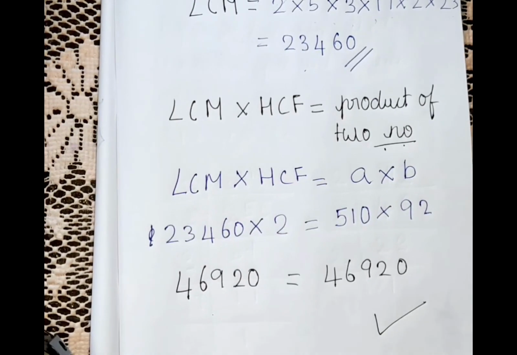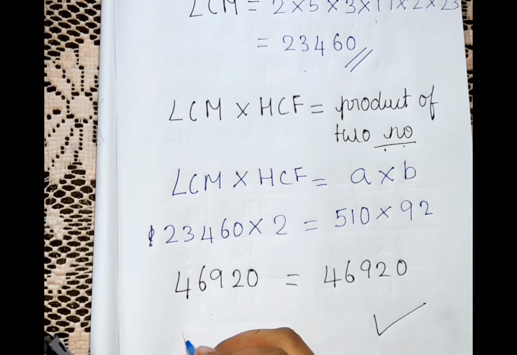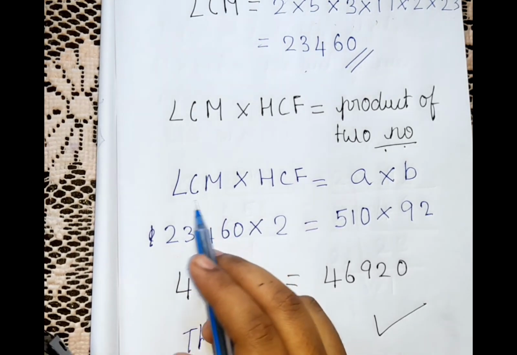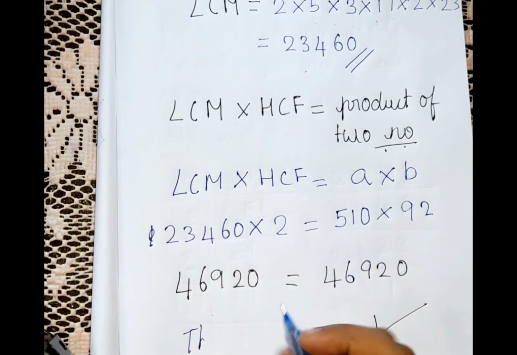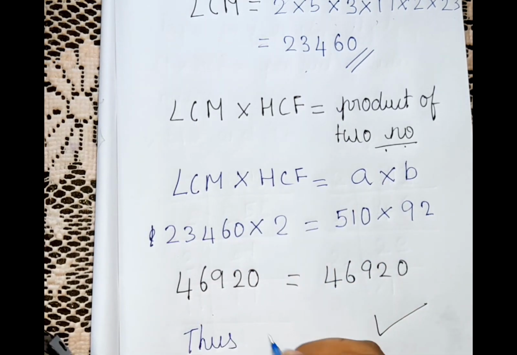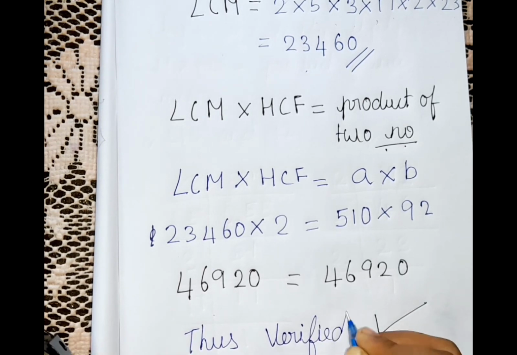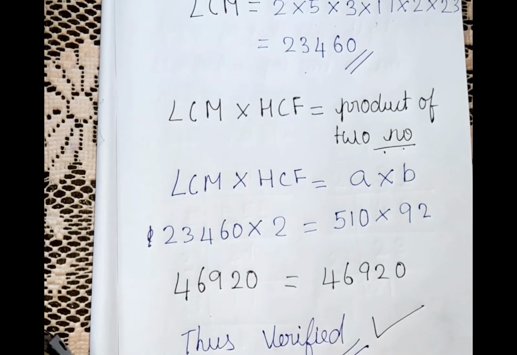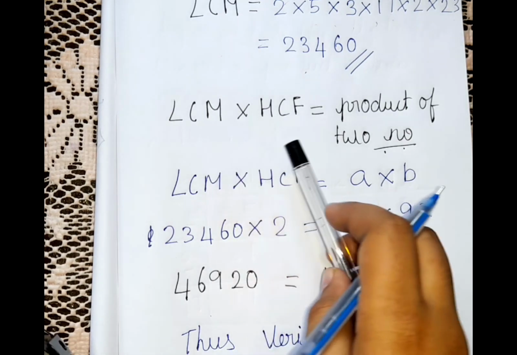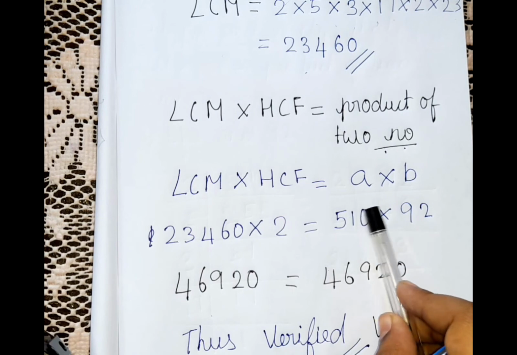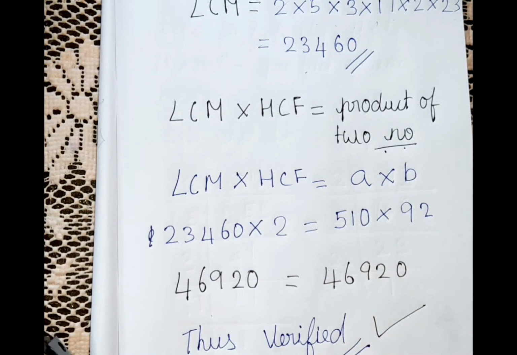Okay. So, now we shall write this verified, because we verified it after doing LCM into HCF is equal to A into B. So, finally, we solved this. If you know the LCM into HCF is equal to A into B, then you can solve this easily.